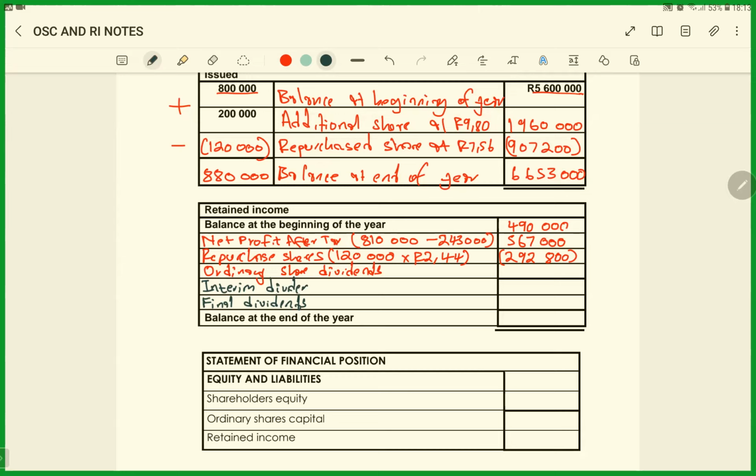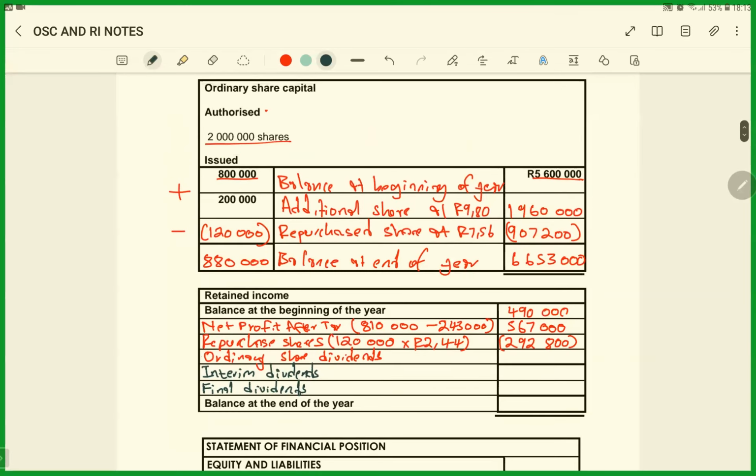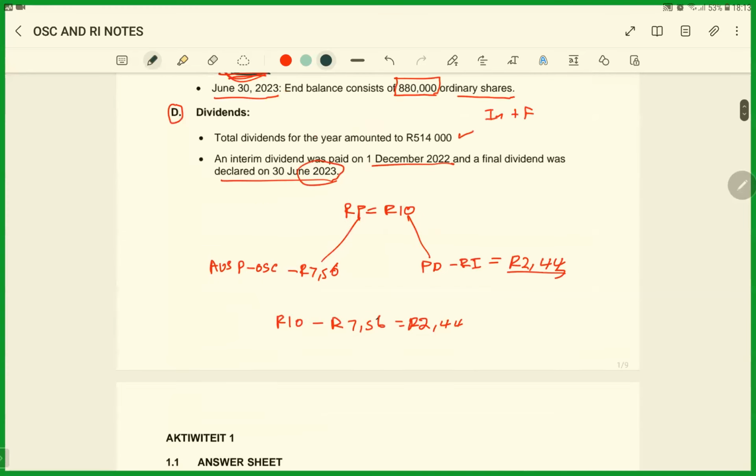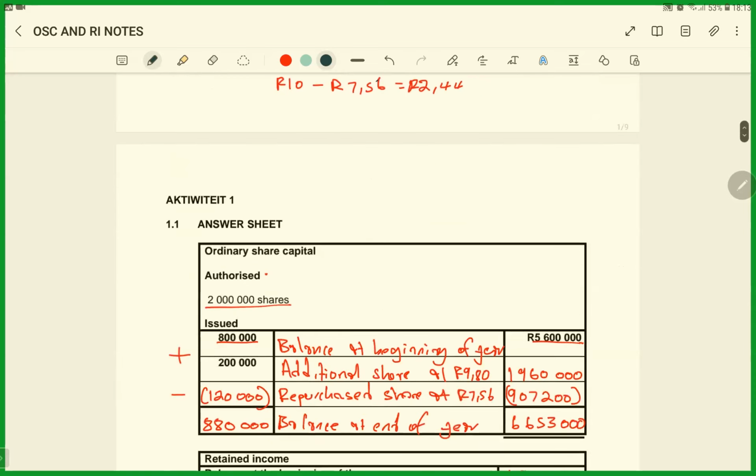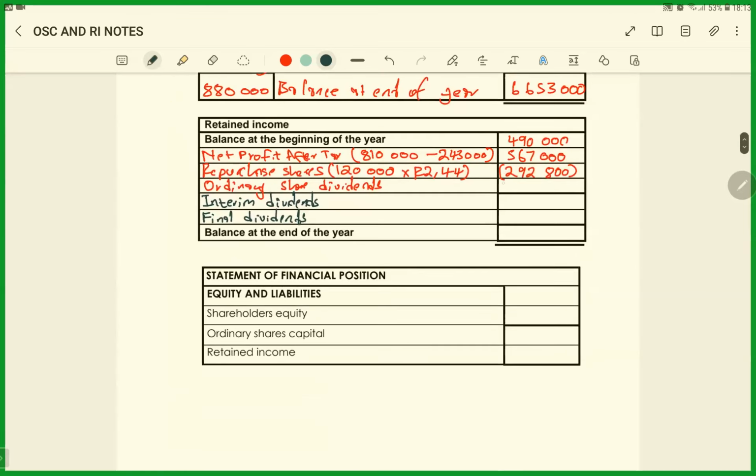So this is how the structure of your retained income should always be. Then next up, we go to our information on dividends. If you remember the first bullet, they told us that total dividends for the year amount to 514,000. So you're going to see 514,000 here in brackets. This represents both the interim and the final dividends.